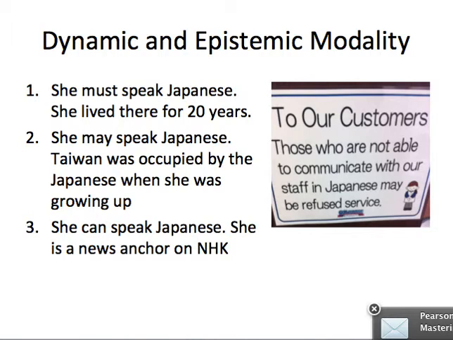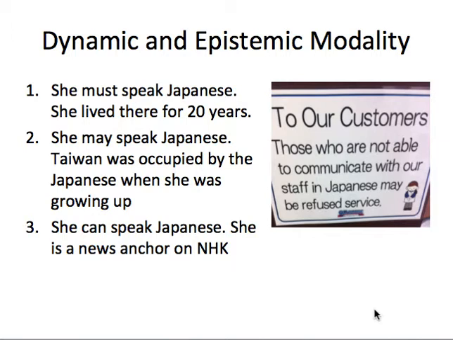Consider these, the distinction here between dynamic and epistemic modality. She must speak Japanese. She lived there for 20 years. So what we're saying is we're using a factual proposition, she lived there for 20 years, and then we're making an inference. Now, as you know, you can live in a country for 20 years. That doesn't mean you speak the language. Okay? But we're using it as a pretty strong indication that she does, and therefore we're going to say she must speak Japanese.